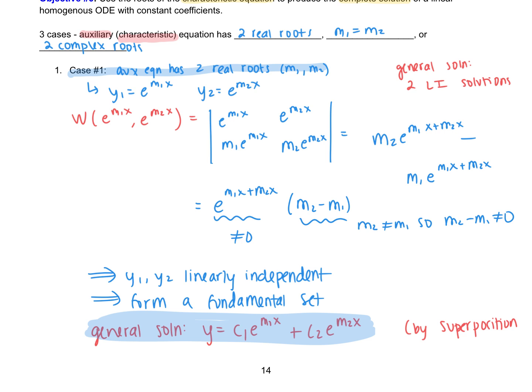Now let's take a look at the next case where we have one root that happens twice. Okay, so case number 2 is that we have one root that is equal to the second root. So we know then one solution is e to the mx. Because our equation is second order, we need two linearly independent solutions. We only have one though.